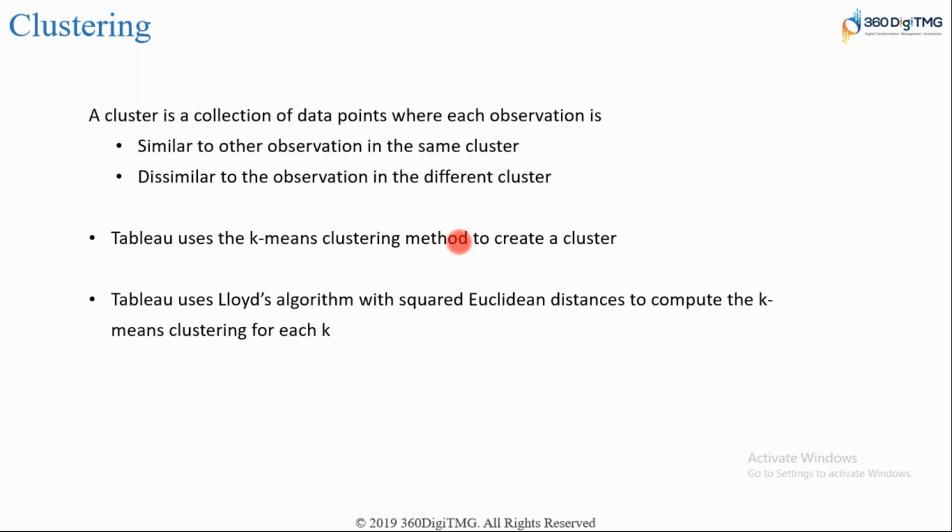Now, how will k-means clustering segregate the data points into different clusters? It will check the distances between the data points, and the data points which are very close to each other will form a cluster, and they should be similar also.